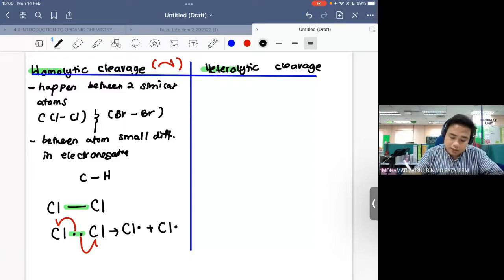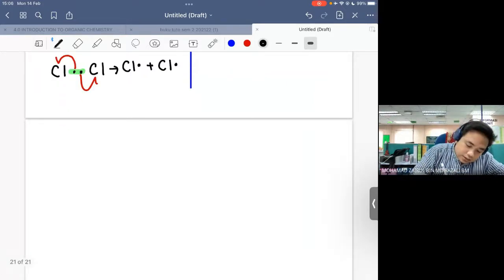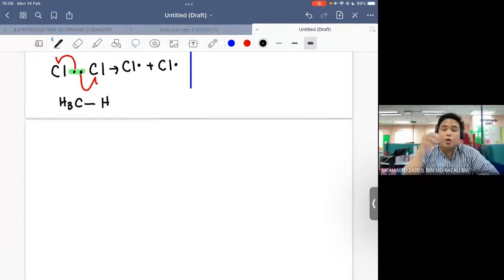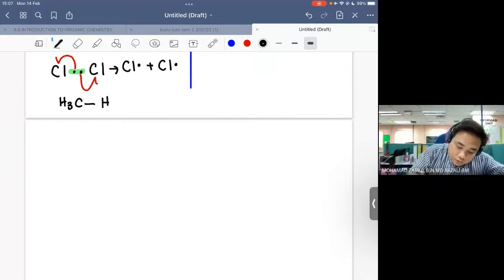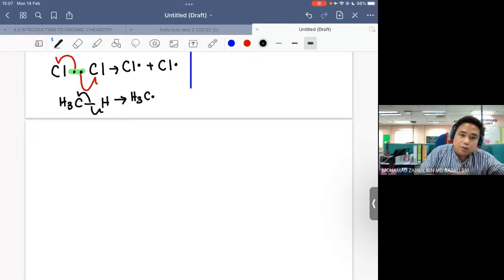So another example is if I have CH3H. So we know that homolytic cleavage can also happen between carbon and hydrogen. In one single bond, we have 2 electrons. So if it is going to undergo homolytic cleavage, we have to divide the electrons equally. So 1 electron will go to the carbon and another electron will go to the hydrogen. So the carbon will gain 1 electron and the hydrogen will gain 1 electron.